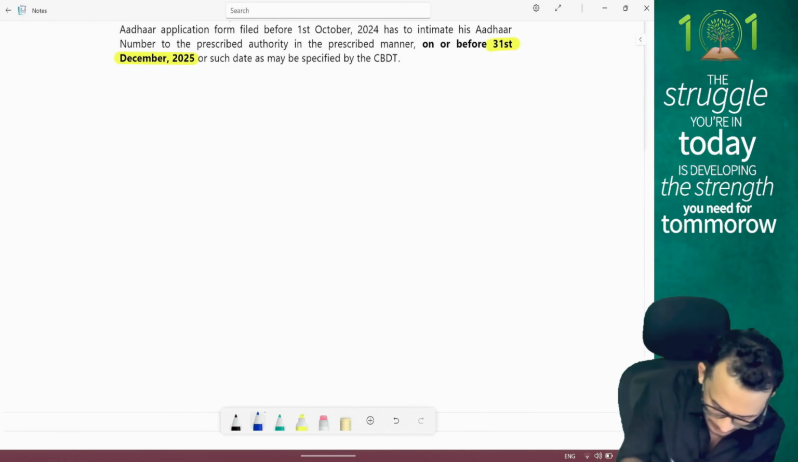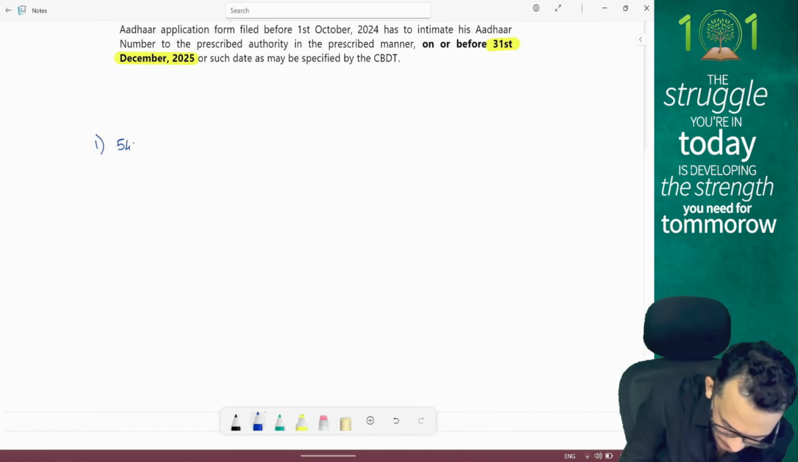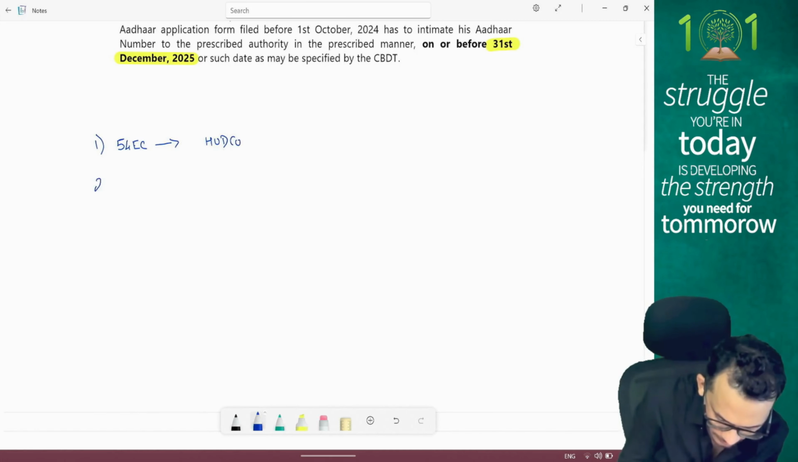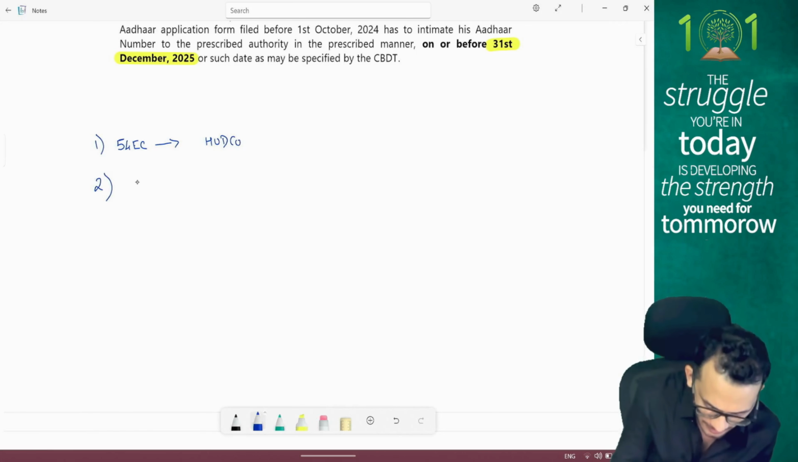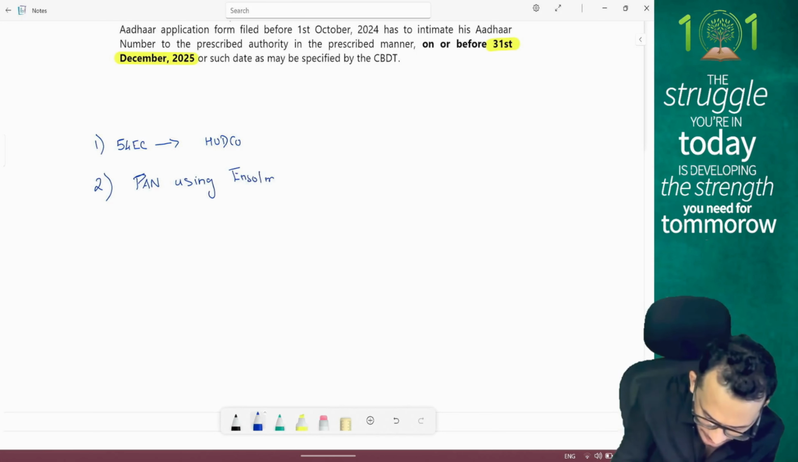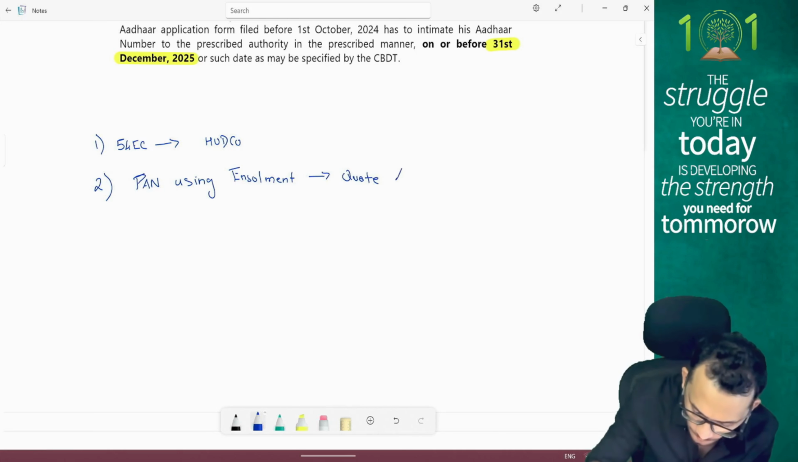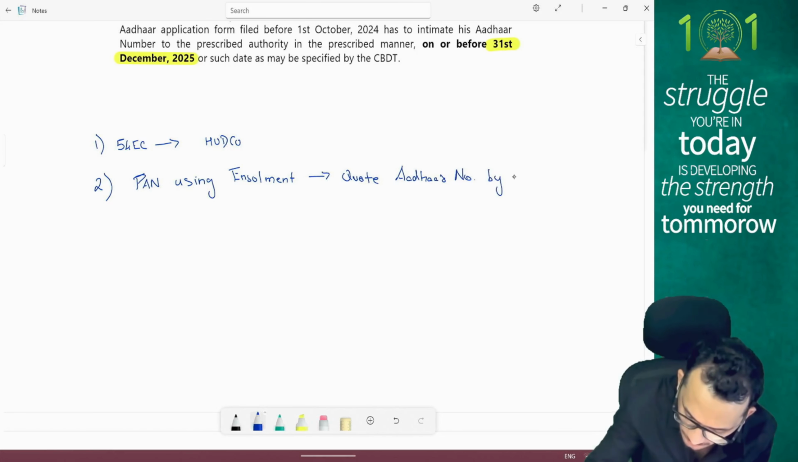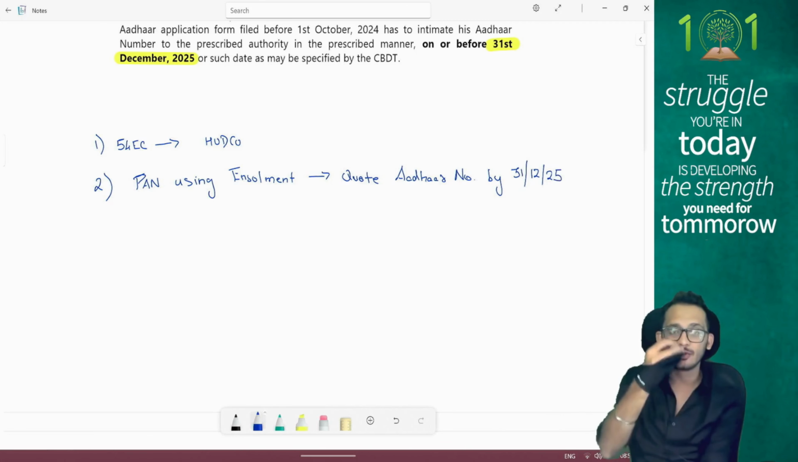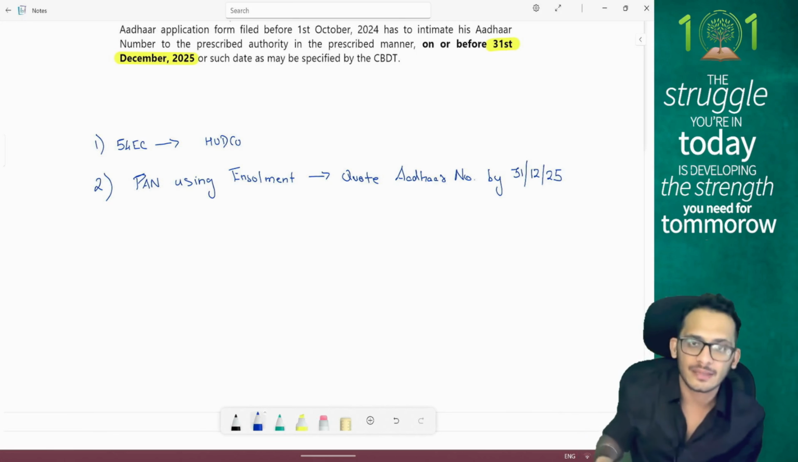Critical amendment number 1 clarifies that when it comes to section 54 EC, you can now also invest in something called HUDCO. And the second amendment says, if you have got a PAN number using enrollment ID, simply quote your Aadhaar number by 31st December 2025. These are the two amendments which have been notified for your income tax syllabus.